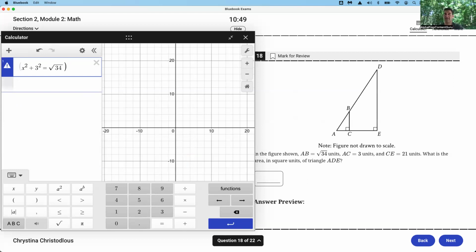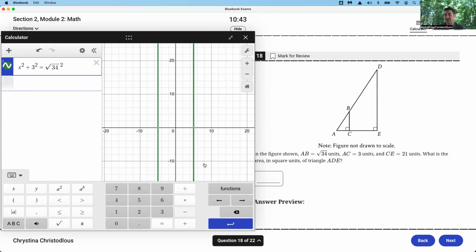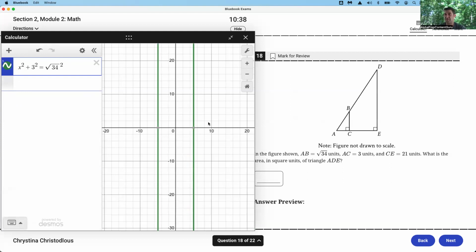Oops. That's okay. I'll be all right. There we go. Square root of 34 squared. And sure enough, it at least tells me that this is 5, right? 5 is the answer to this, the unknown. So BC is 5.